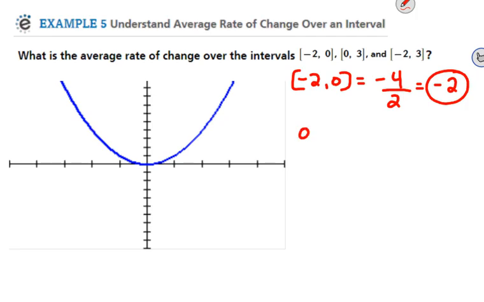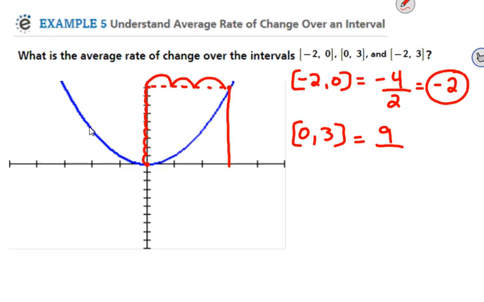Our second interval goes from 0 to 3. Well, that's going to start here and go all the way over here. And this point has a y value of 9. So what's our rise over our run? Well, 1, 2, 3, 4, 5, 6, 7, 8, 9 is our rise. And our run is 1, 2, 3. 9 over 3 is 3.